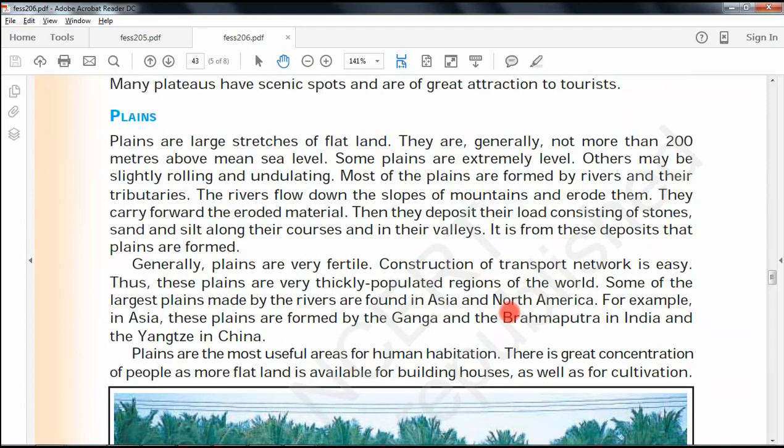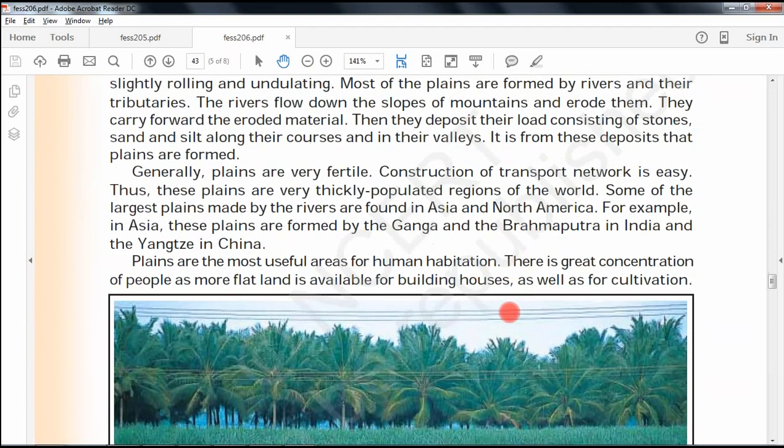Generally, these plains are very fertile, and also the construction of transport network is easy. That's the reason these plains are very thickly populated regions of the world. Some of the examples of largest plains made by the rivers are found in Asia and North America. For example, in Asia, we have Ganga and Brahmaputra plains in India and Yangtze in China.